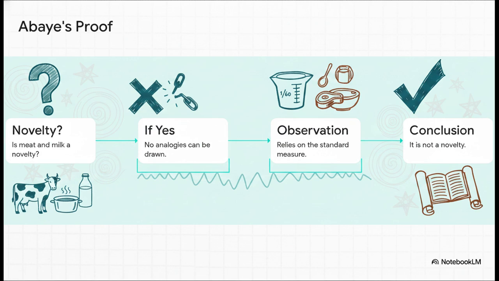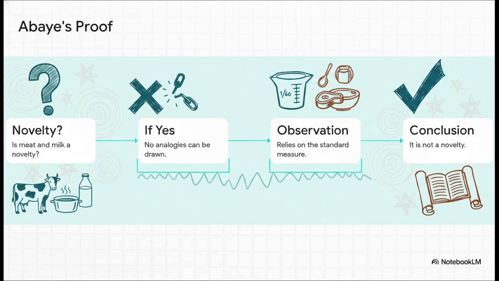Step 2, if we assume yes, it is a novelty, then we can't use it to prove that imparting flavor applies to all other foods, right? But wait, step 3. We just saw in our kitchen scenario that meat and milk relies entirely on the standard 1:60 measure of imparting flavor to even trigger the prohibition. It behaves exactly like standard mixtures.